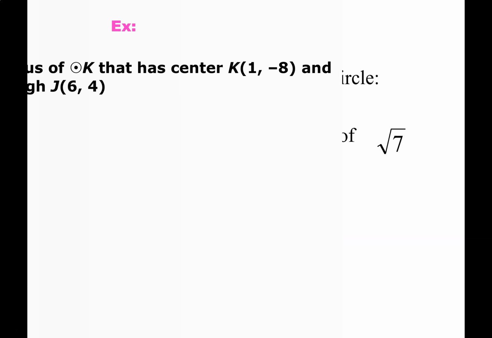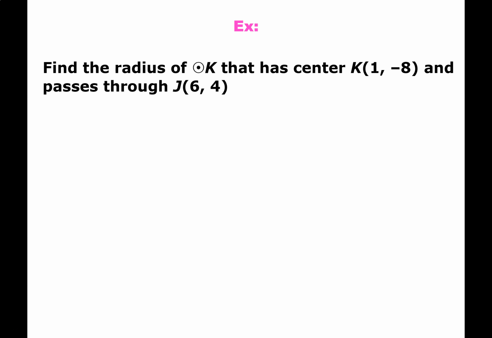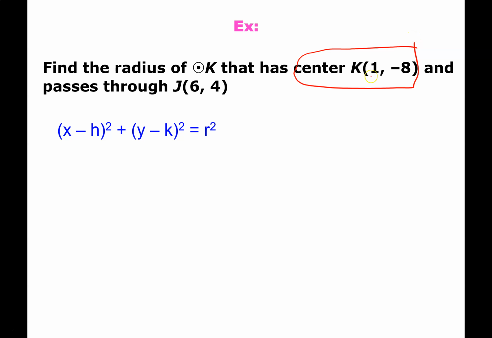Let's do another example, please. Find the radius of circle K that has a center located at point K, which is 1, negative 8, and passes through point J at 6, 4. Again, we need to take out our standard form for the circle equation, and we're going to substitute the center in first. Remember your h and k, you're going to substitute that in. Don't forget about the opposite signs. So that's why we have the negative 1 and negative 8.